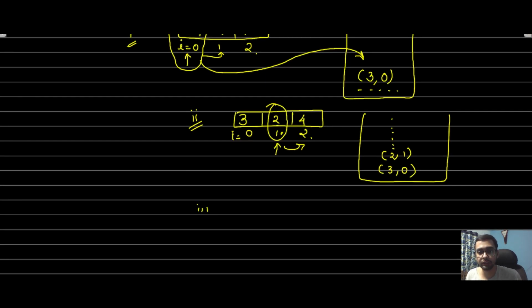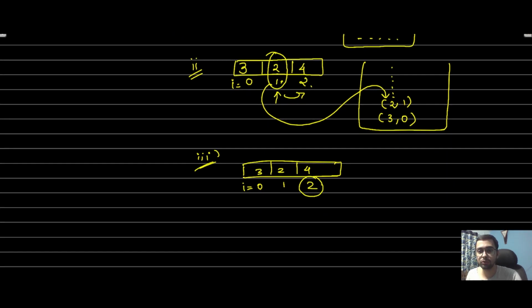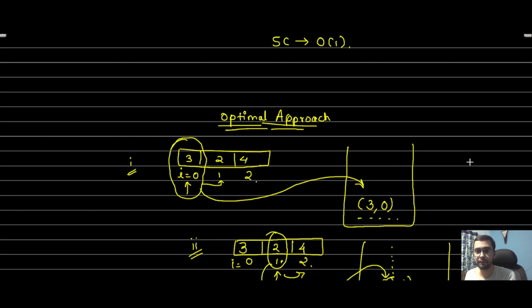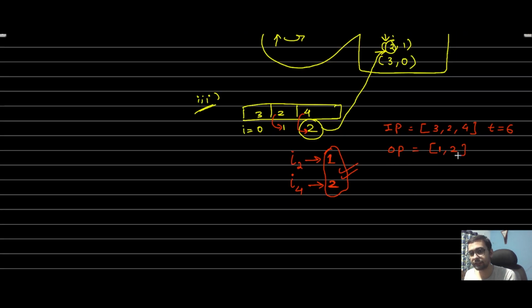Moving on to the third step. Now we'll observe that the complement 2 is already present inside the table. So we will take the index of 2, that is 1. So the index of 2 is 1 and the index of 4 is 2. So we'll see what we have to return. In the input, we have clearly seen that the array is 3, 2, 4, and the target is 6. So we have got the two indices, that is 1 and 2. And if we sum these two elements of the array, we will get the target element.